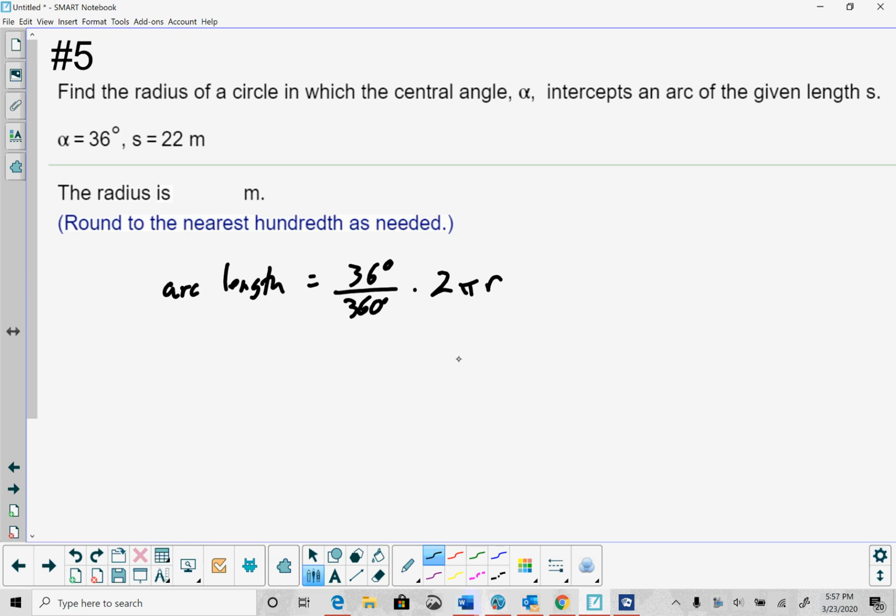Well, again, we're trying to find the radius, so we can substitute in place of the arc length 22. So, yeah, in whatever order makes the most sense to you, one of the things that jumps out to me here is that 2 divide both sides. So that becomes 11. 36 over 360 is 1/10. So now I can get rid of that fraction by multiplying both sides by 10.